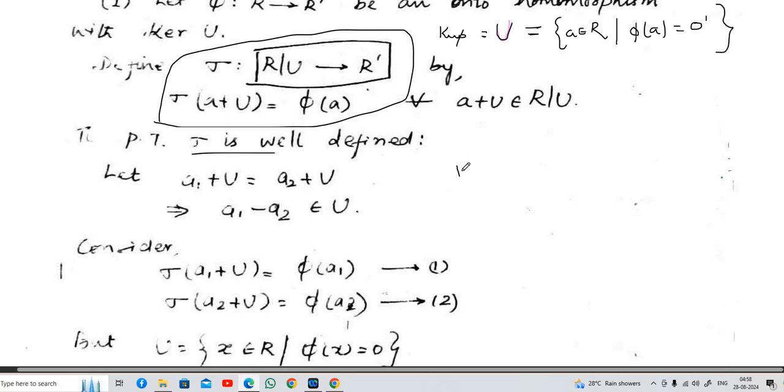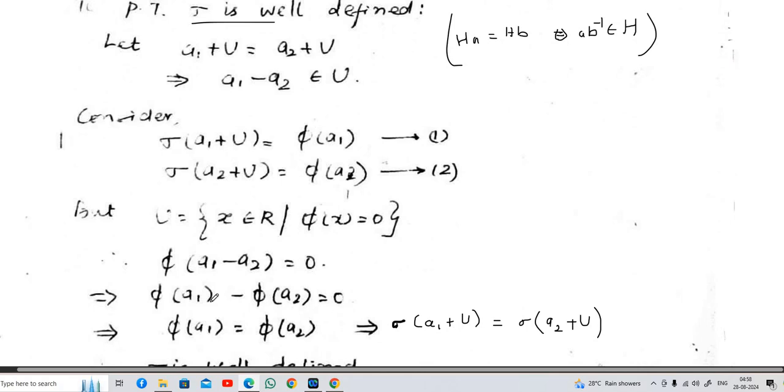Again, we keep mentioning that Ha equals Hb if and only if ab inverse belongs to H. So this result we are using in the case of rings also. This is established in groups, and in the same way, the proof can be established. Here we presume the result and we have the step A1 minus A2 belongs to U. Now we have to show that the images are equal. So we consider sigma of A1 plus U, which by this is phi of A1, and sigma of A2 plus U is phi of A2.